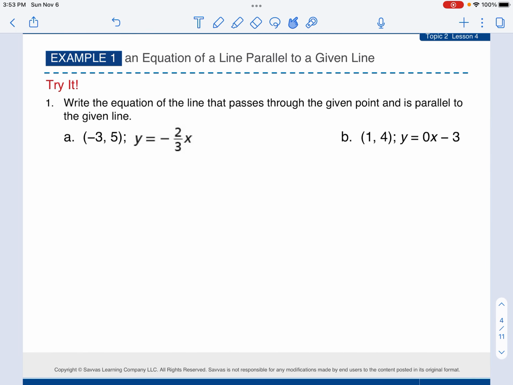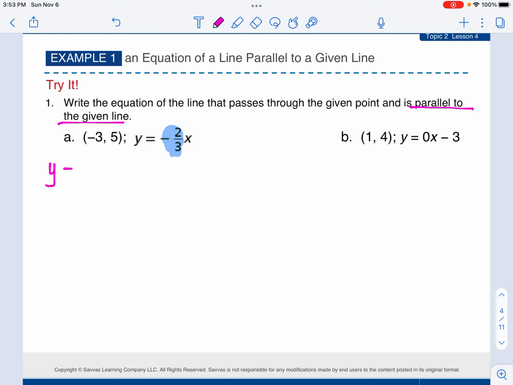Go ahead and pause the video, see if you can do these two on your own, and then unpause to check your solution. So you're writing the equation of the line passing through the given point that's going to be parallel to the given line. So again, the only thing you want from the equation is the slope. So to start writing this equation, we use point-slope form.